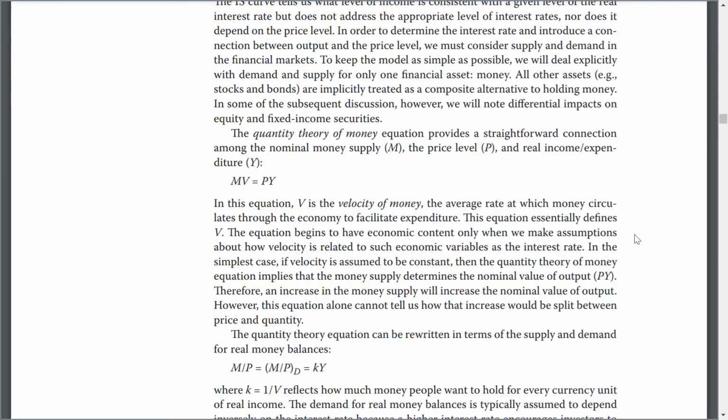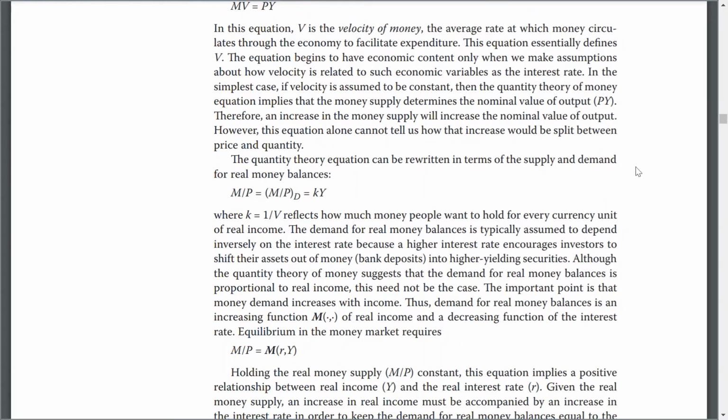This equation essentially defines V. The equation begins to have economic content only when we make assumptions about how velocity is related to such economic variables as the interest rate. In the simplest case, if velocity is assumed to be constant, then the quantity theory of money equation implies that the money supply determines the nominal value of output, or PY. Therefore, an increase in money supply will increase the nominal value of output. However, this equation alone cannot tell us how that increase would be split between price and quantity.